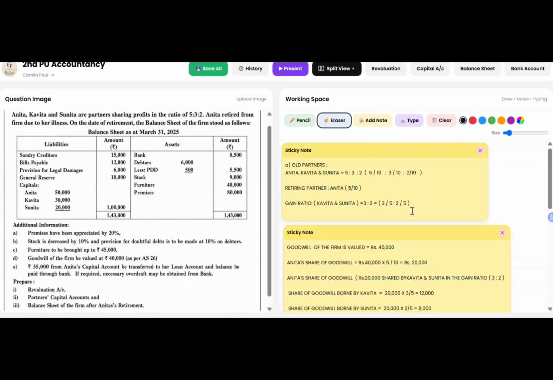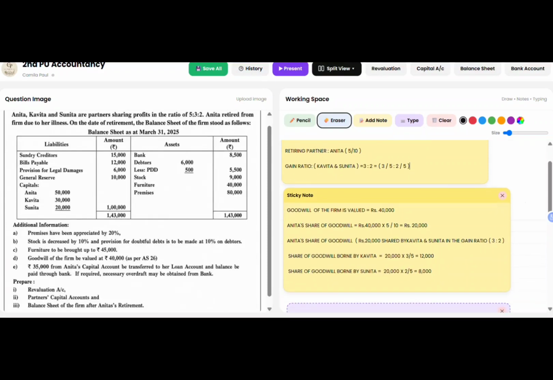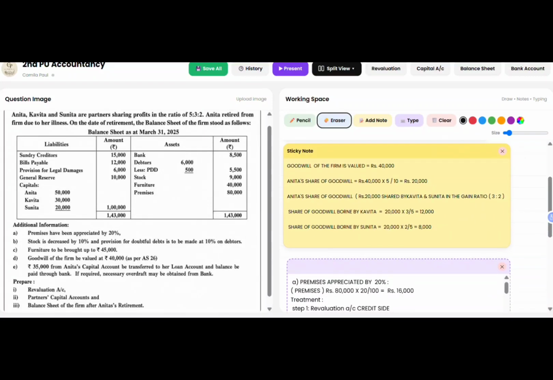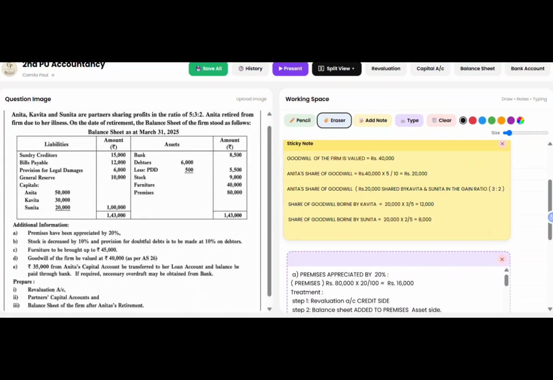Now with this, we are going to proceed to see the next important treatment with regard to the goodwill. We know that the goodwill has to be valued at 40,000. And how are we going to treat this goodwill as per AS 26, which we have already seen in our previous video, how to calculate the goodwill at the time of retirement of a partner. Just reminding once again, we'll see how to treat the goodwill in the case of retirement of a partner. We know that the total goodwill of the firm given here is rupees 40,000.